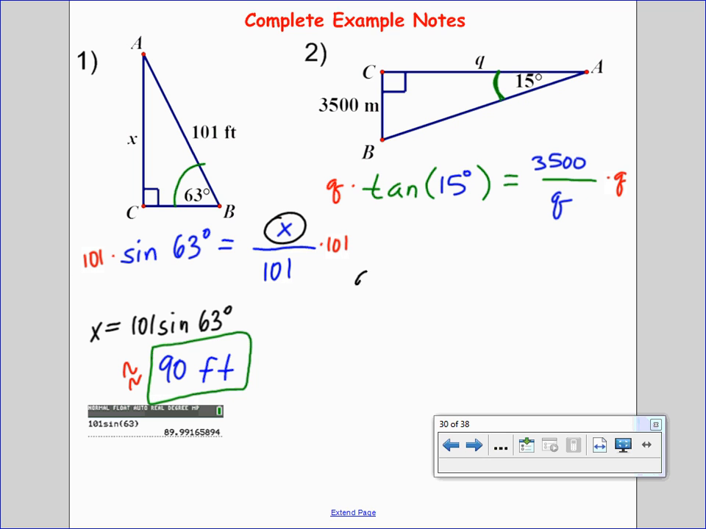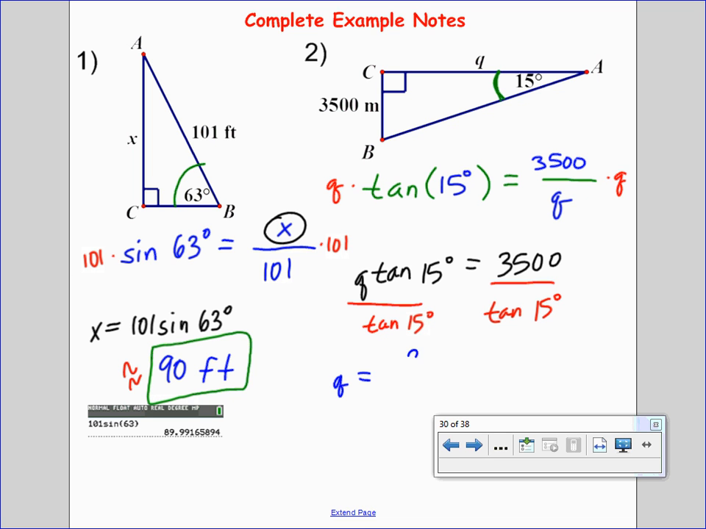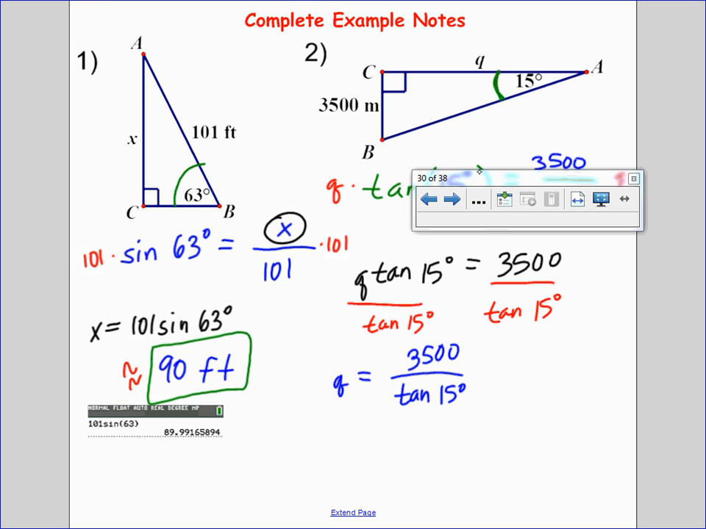I'll then get Q times tangent of 15 degrees equals 3,500. And now I can finish it up by division. I'll purposely divide both sides by tangent of 15 degrees to get Q alone. It looks like Q is given by exactly 3,500 meters divided by tangent of 15 degrees. And I'll get an approximation for that in just a minute.